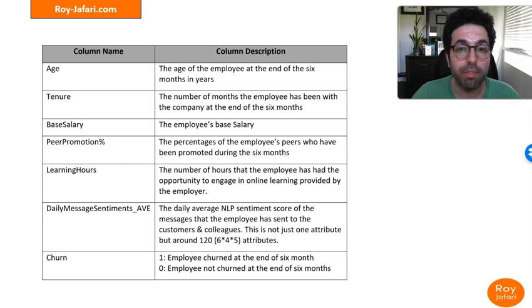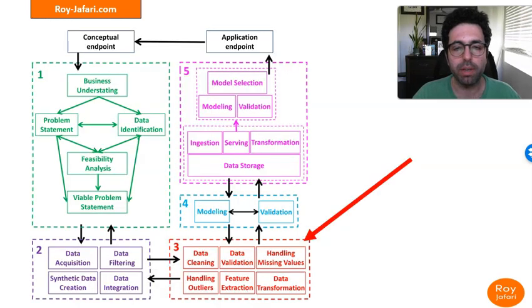Let's say they are messaging each other. It depends on their role, but their role involved in sending messages, the sentiment of those messages, and whether they have churned or not in the last 6 months. That's the blueprint of the data we are envisioning after this stage. And then we move to stage 3, which is data cleaning and massaging.